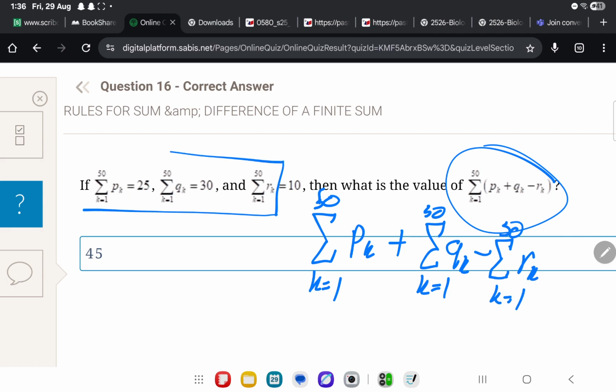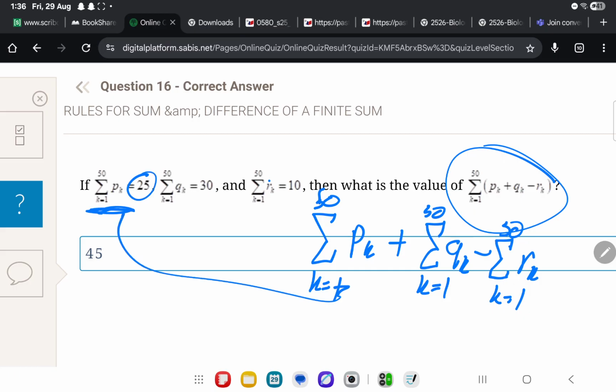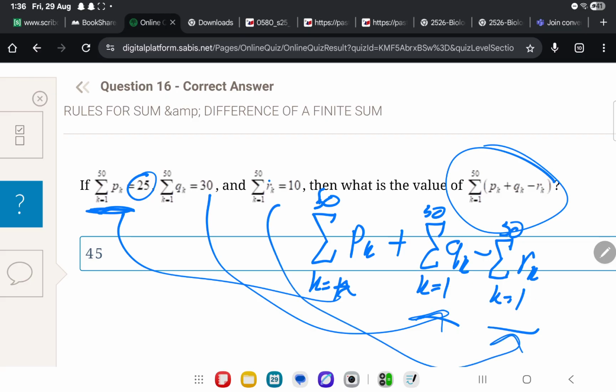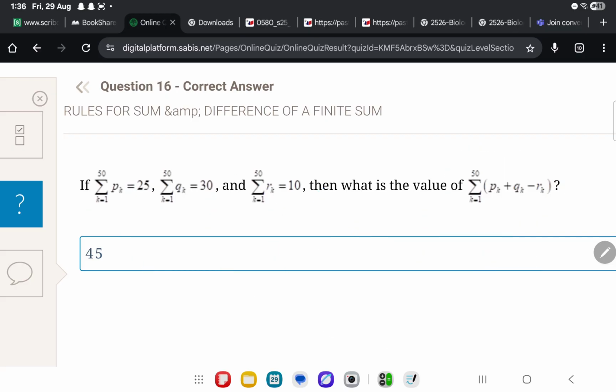Now, if you notice, all of them are given to me here. So I'm just going to substitute. For example, this sum here, pk, is equal to 25. So instead of all of this, I'm going to substitute 25. Instead of all of this here, I'm going to substitute 30. Instead of all of this, I'm going to substitute 10. So very simple and very easy. It's going to be 25 plus 30 minus 10, which is 55 minus 10, is 45, and 45 is my final answer.